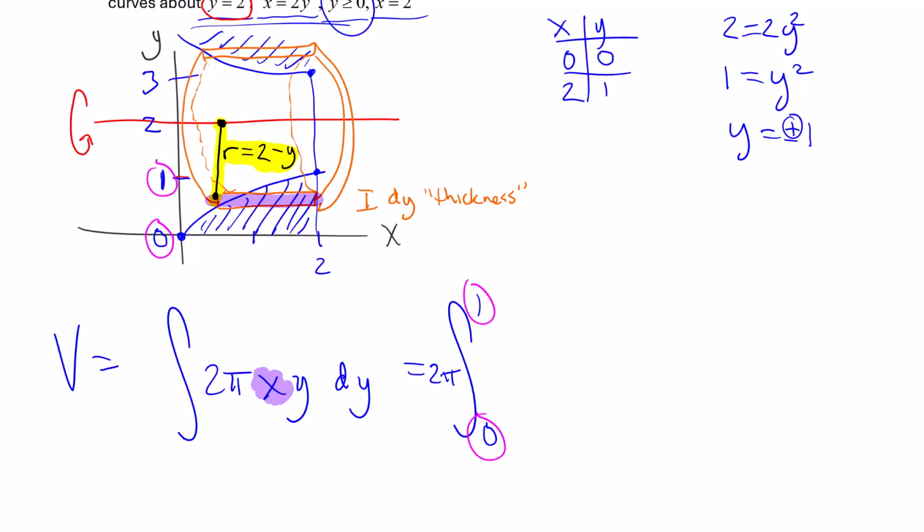And then the y value in our integral is going to help represent the radius. Like we saw in the previous one, we have to make some adjustments here. So we have 2 pi out front. We're going from 0 to 1. And then we're going to say 2 minus y is our radius.